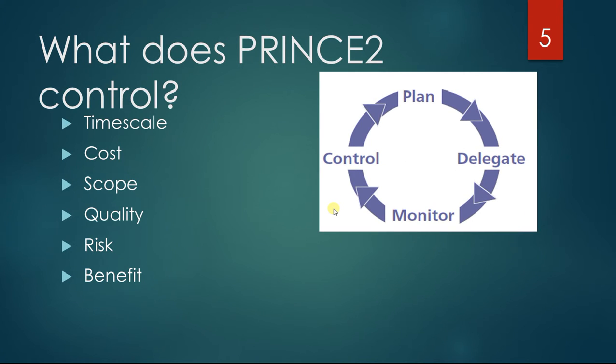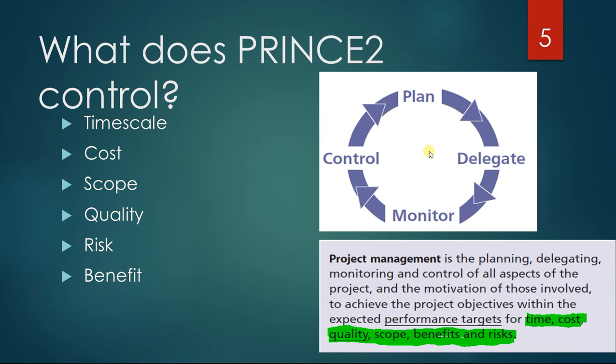Here's how Prince2 thinks about controlling things. You make a plan, then you delegate it, then you monitor how the work is going, and then you do some controlling, and maybe you have to make a new plan, and then you do this all the time. And here's finally the definition of project management from Prince2. And the last words you can see here, I've highlighted them. That's the performance target, as they call the variables that I just talked about.